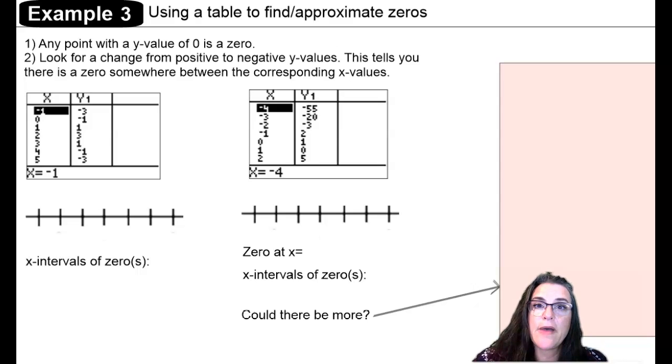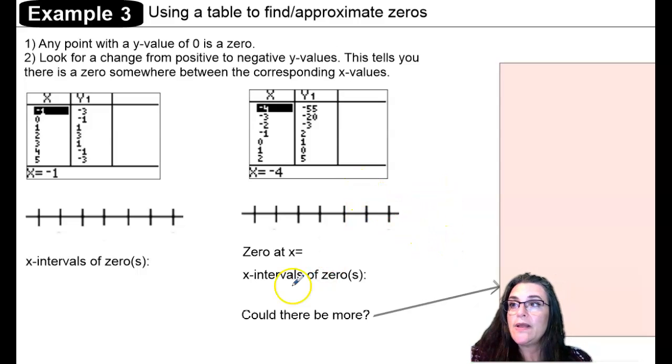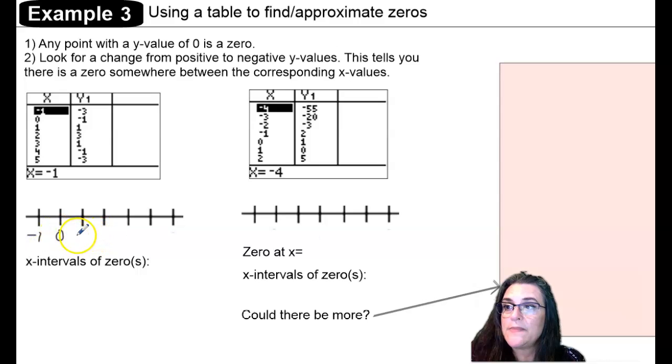Okay, so welcome back to our lesson on finding zeros of functions. And now in example 3, we're looking at using a table to find the zeros, or at least approximate where along the x-axis we think they would be. So when I look at this table of ordered pairs, I have x values given in this data starting at -1 and then going all the way up to 5.